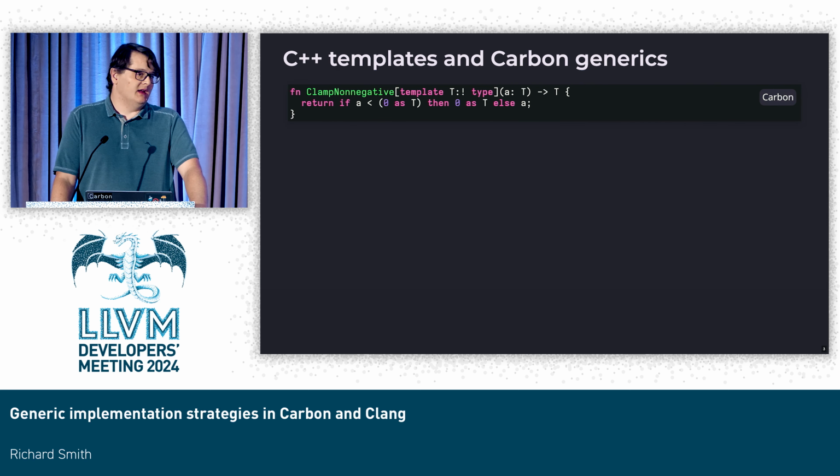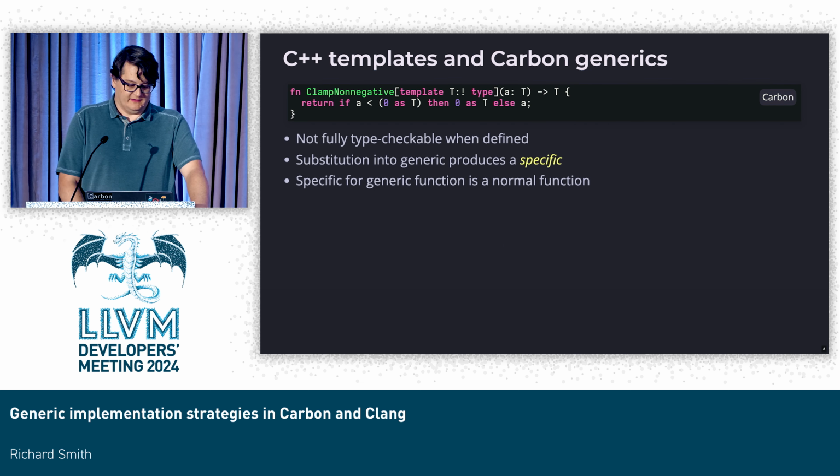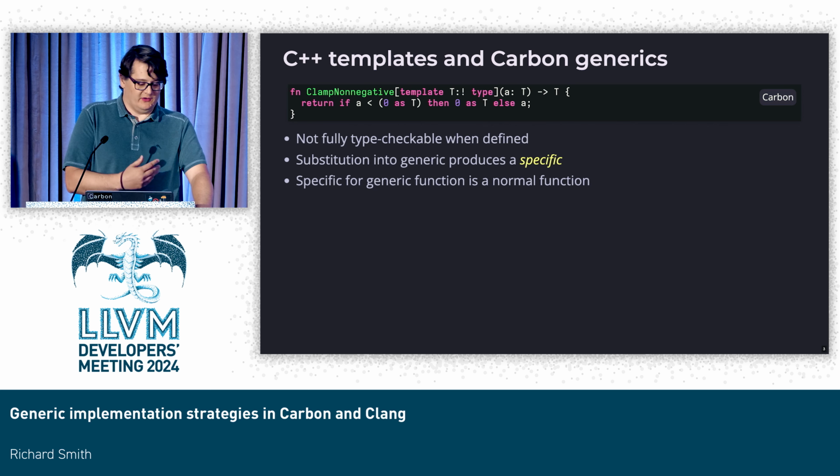And Carbon is largely the same. We have templates, template generics, we call them, that again are not fully type-checked when defined, and we have a substitution process that determines the meaning and validity. Unlike in C++, the thing that we get from substitution we call a specific rather than a template instantiation, but the idea is basically the same.